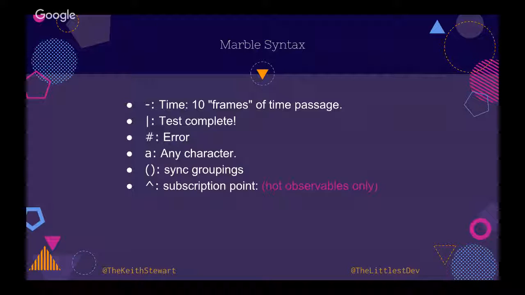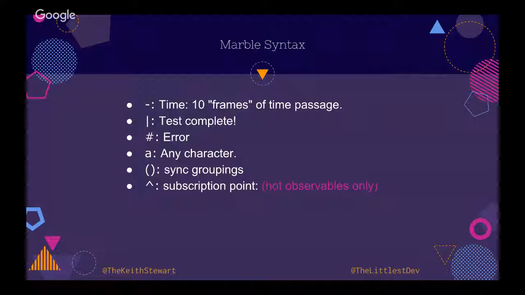And a hash represents the dreaded error. I don't like finding those in my tests. Yeah, me either. All right, next, characters represent a variable that is emitting values in your observable.